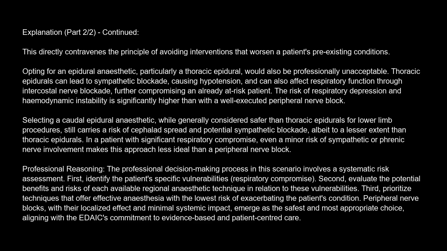Professional reasoning. The professional decision-making process in this scenario involves a systematic risk assessment. First, identify the patient's specific vulnerabilities, respiratory compromise. Second, evaluate the potential benefits and risks of each available regional anesthetic technique in relation to these vulnerabilities. Third, prioritize techniques that offer effective anesthesia with the lowest risk of exacerbating the patient's condition. Peripheral nerve blocks, with their localized effect and minimal systemic impact, emerge as the safest and most appropriate choice, aligning with the EDAIC commitment to evidence-based and patient-centered care.